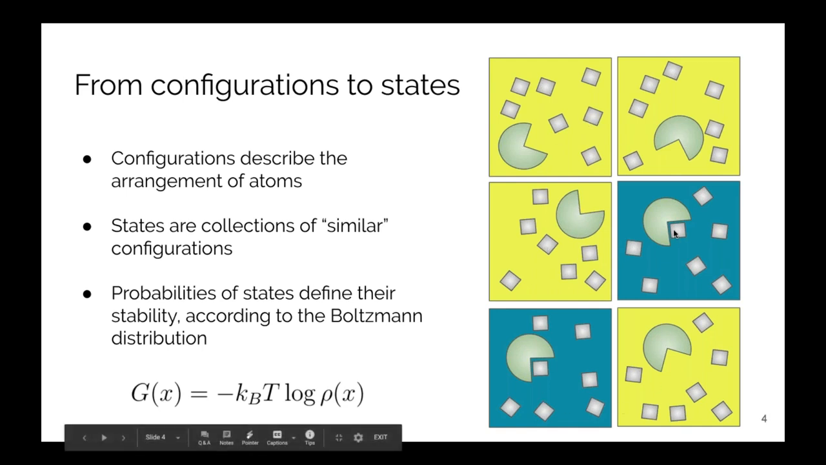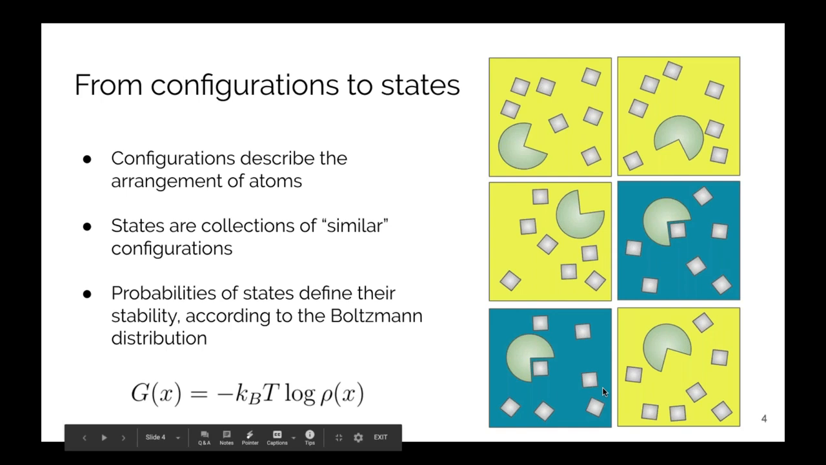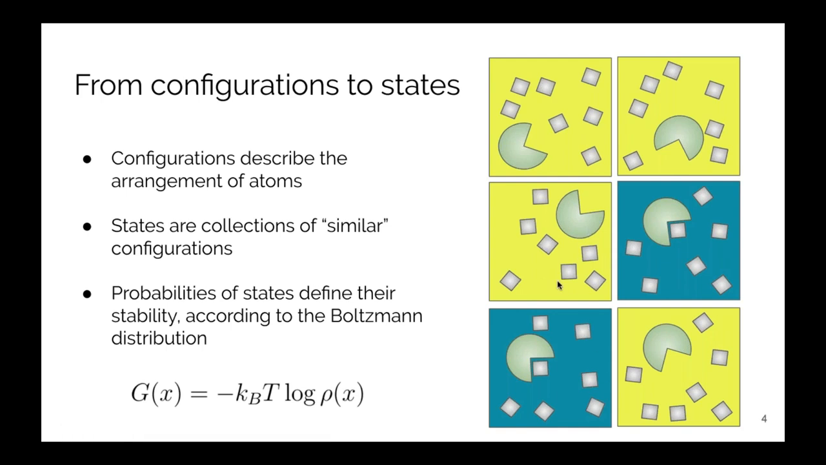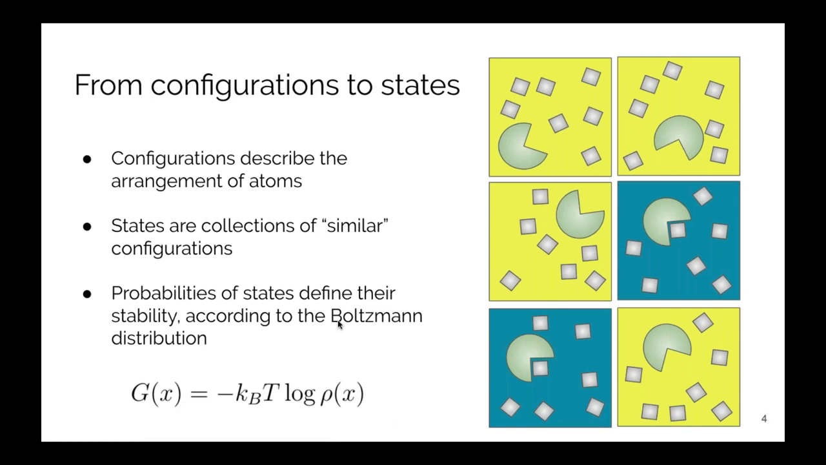And if this is the entire landscape of configurations that can be explored by the system, then we can get the probabilities of the states and say that the unbound state is twice as likely as the bound state, which enables us to calculate the free energy, or the relative free energy, of these states according to the Boltzmann distribution.